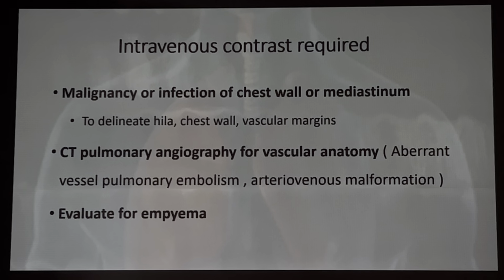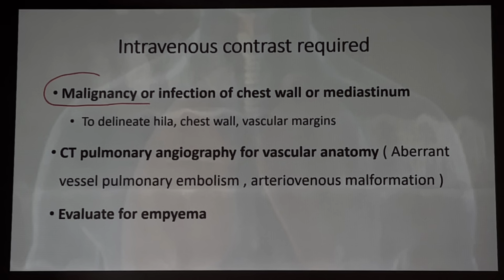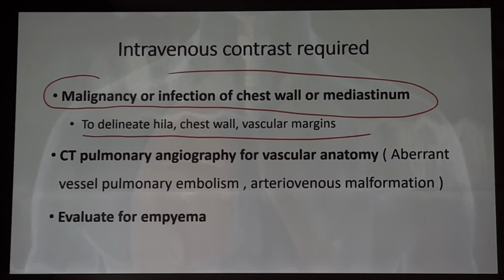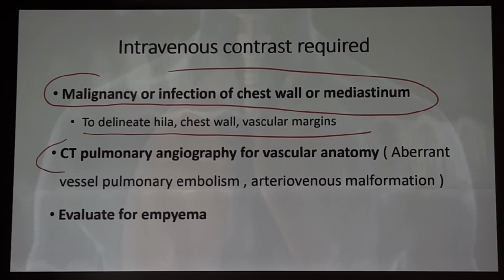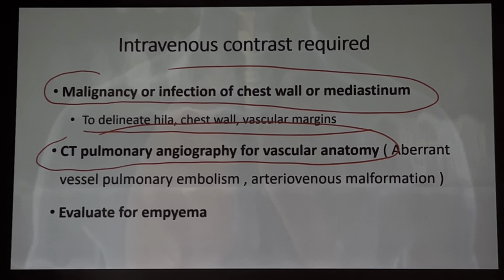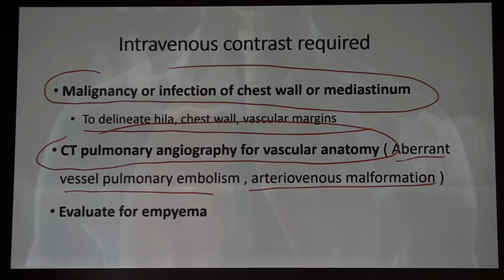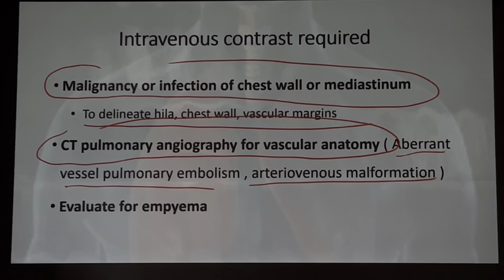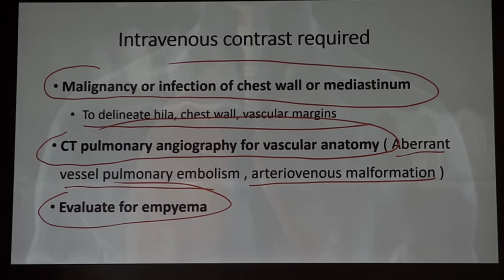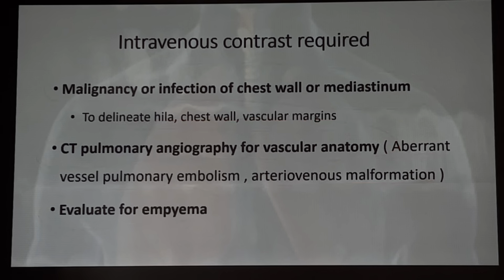So in general, we require contrast. If you're thinking of malignancy, or infection of the chest wall or the mediastinum, we want to delineate the hilar, chest wall, and vascular margins. If you're thinking of some obstruction and you want to delineate vascular anatomy, like what Dr. Neetu showed us, aberrant vessel, pulmonary embolization, arteriovenous malformation, of course we are going to perform angiography. For evaluation of empyema, though ultrasound is the best modality, you should give contrast.